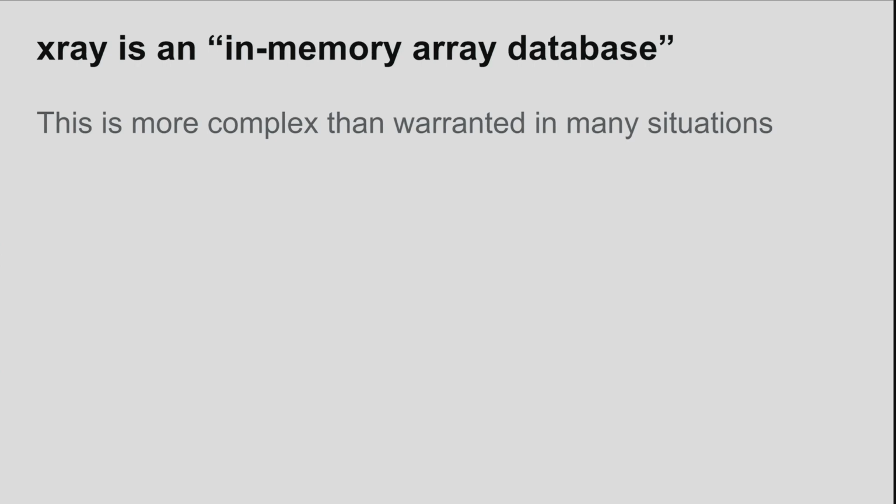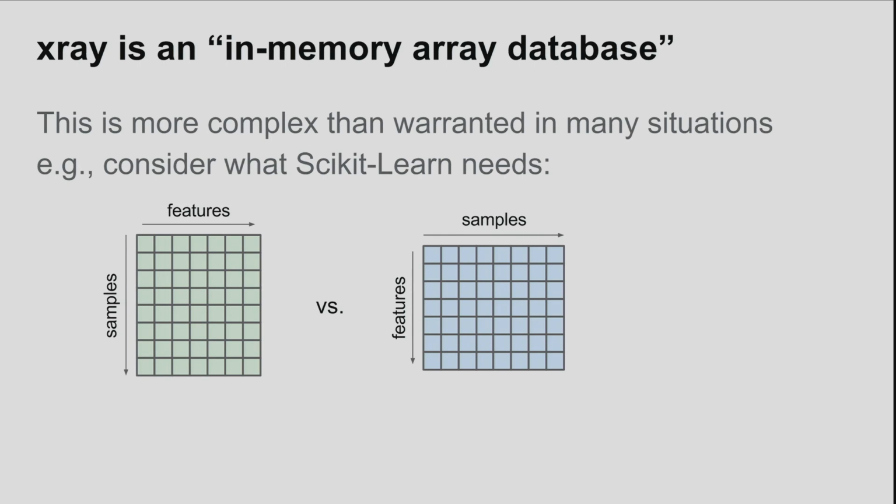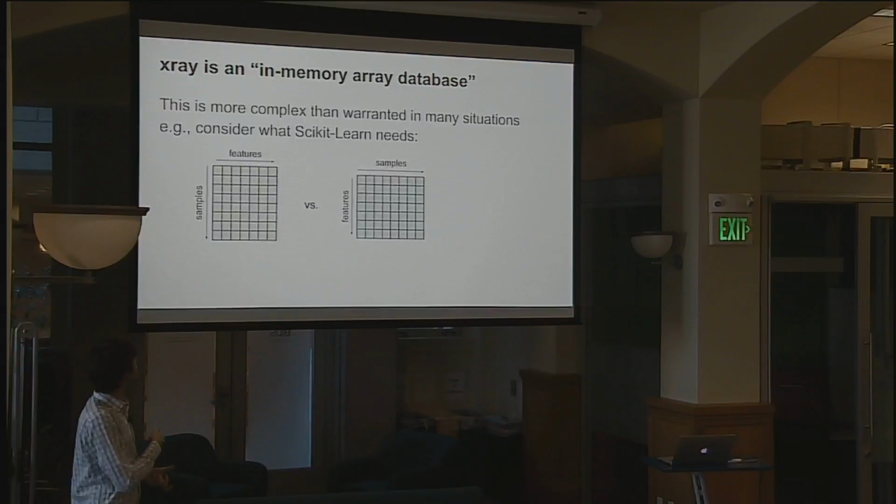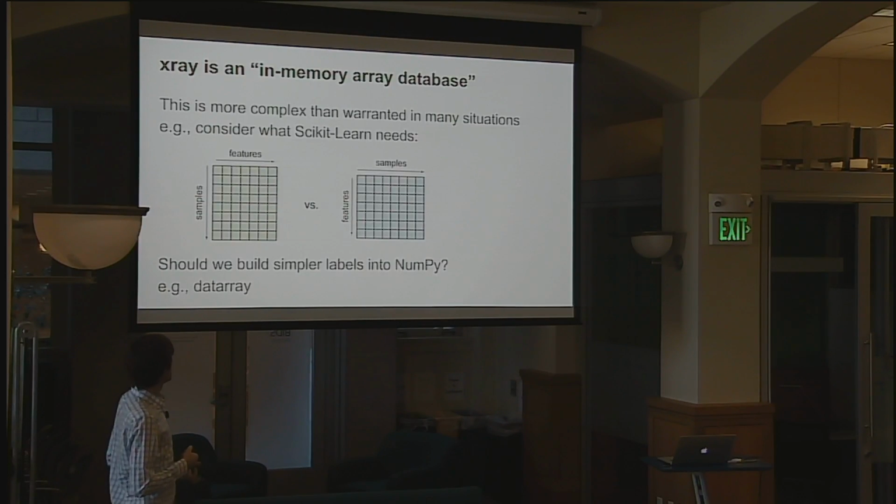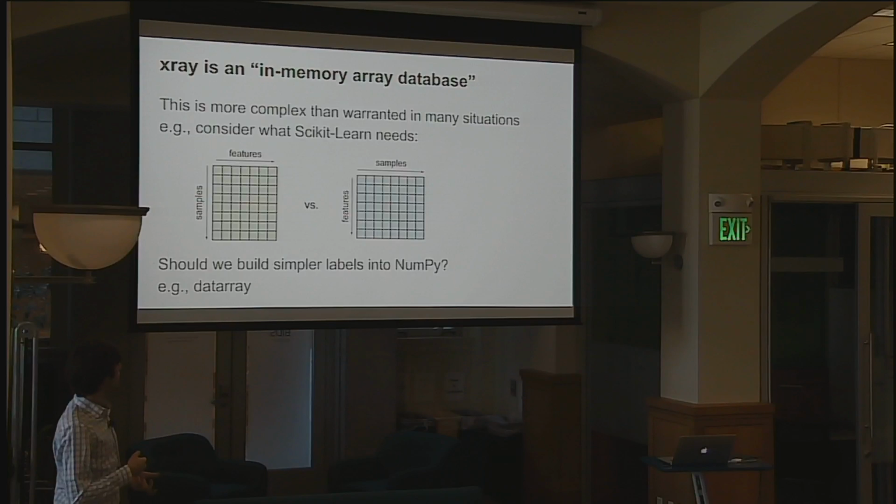Particularly for tools like scikit-learn, a machine learning library in Python, they just want to know if my array's axis is samples or if it's features, and there's a lot of bookkeeping to keep track of this stuff. Something simpler might meet those needs without being as complicated as Xray. So maybe there's a way we could put these labels closer into a tool like NumPy, a simpler version of this. And this is something people have talked about for some time.